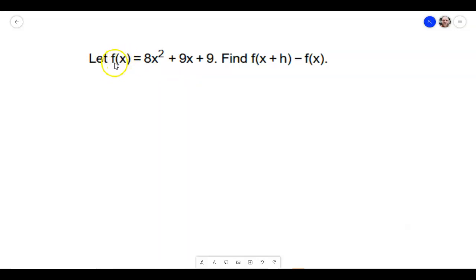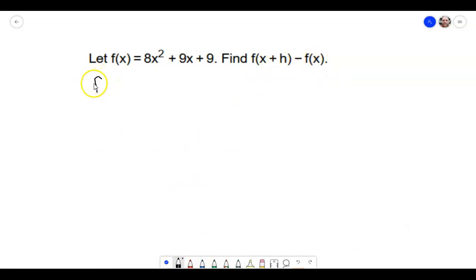So if this function is defined for x, then for f of x plus h, we're just taking this initial function here, and wherever there's an x, we're going to replace it with an x plus h. And then for f of x, wherever there's an x, we replace it with an x. So we're going to basically keep that one the same. So let's first define both of these separately, and then we'll find the difference.